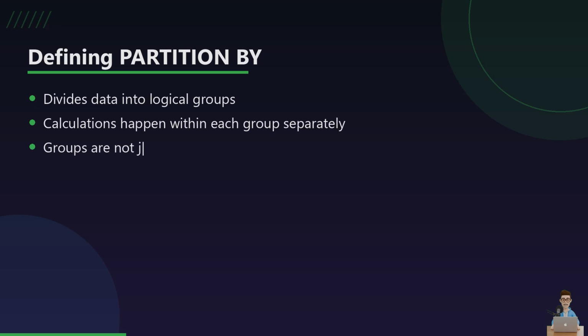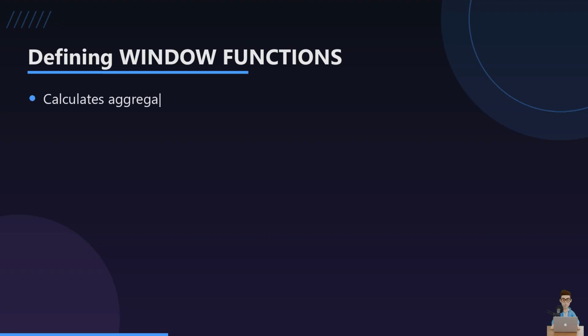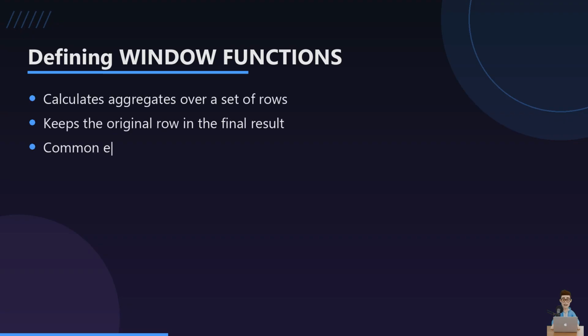Partition by divides your result set into distinct subgroups based on specific columns like department or region. Window functions then perform calculations inside those separate bubbles without collapsing individual rows into a single summary line. You might wonder why we need special functions here. A window function calculates aggregate metrics from the surrounding context, like the total salary or the rank of an employee, while simultaneously keeping that specific employee's details visible on the same screen.